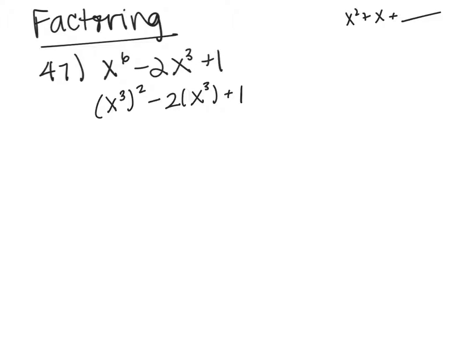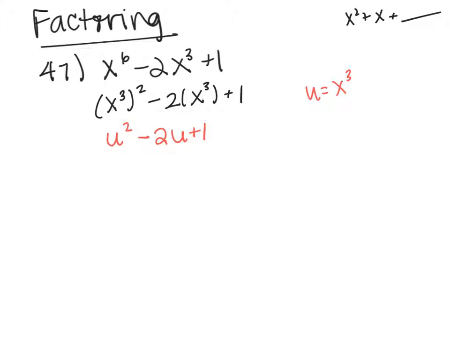So we can use something called u substitution where we say, and you don't have to use the substitution, it just helps make it easier to see. But we're going to say u equals x cubed. Well, now we can sub that back in. X cubed turns into u, so we just have 2u squared minus 2u plus 1. Now this should look like a fairly easy factorable problem.